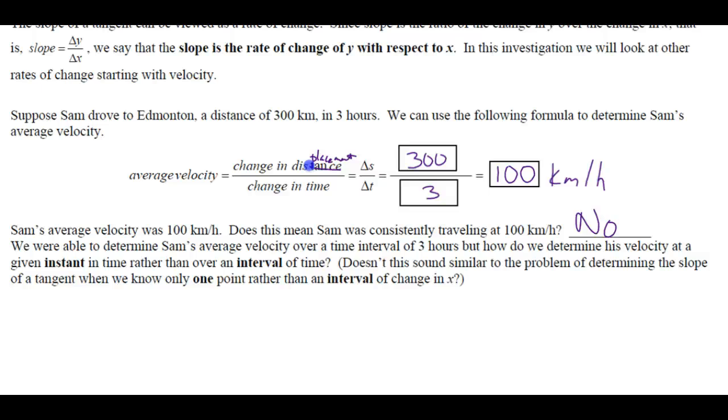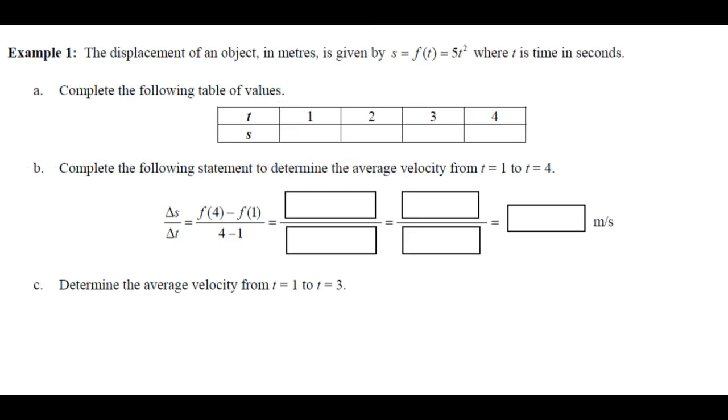So how do we determine his velocity at a given instant in time rather than over an interval of time? Now you hit him with the radar gun and you'll know the instantaneous velocity, which hopefully is less. Does this sound similar to the problem of determining the slope of a tangent when we know only one point rather than an interval of change in x? And if it doesn't, it should.